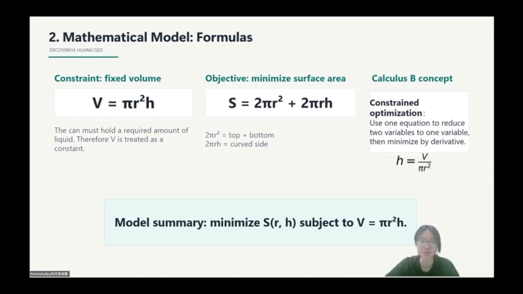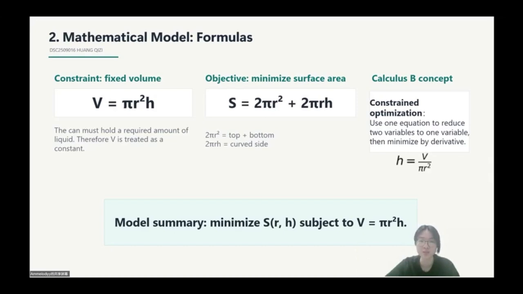Then we build the surface area formula. Surface area represents the amount of aluminum material needed to make the can. A cylinder has two circular surfaces, the top and the bottom. Each circle has the area πr², so the total area of the two circles is 2πr².